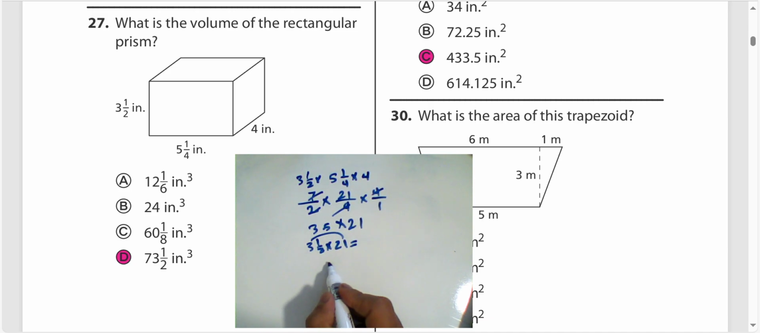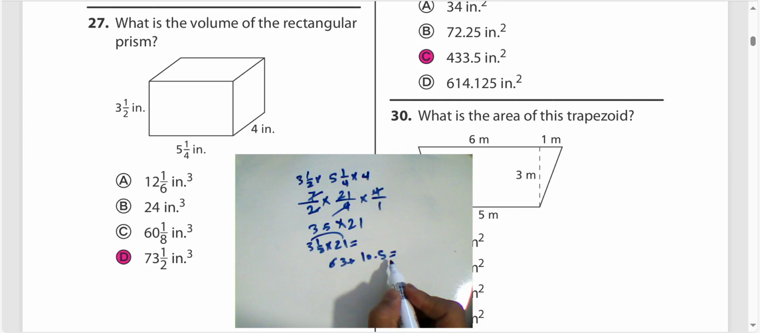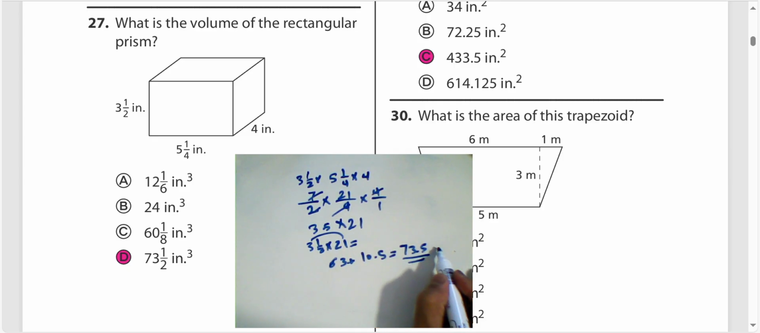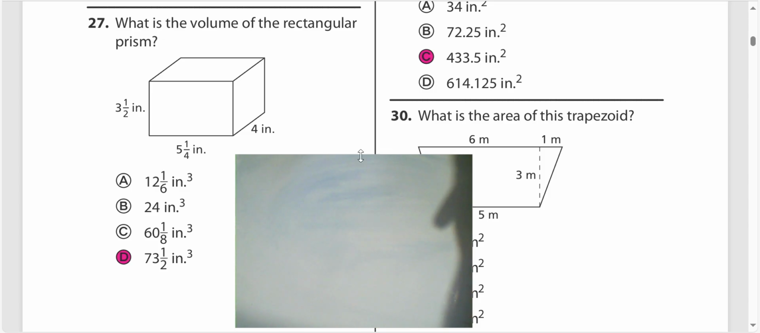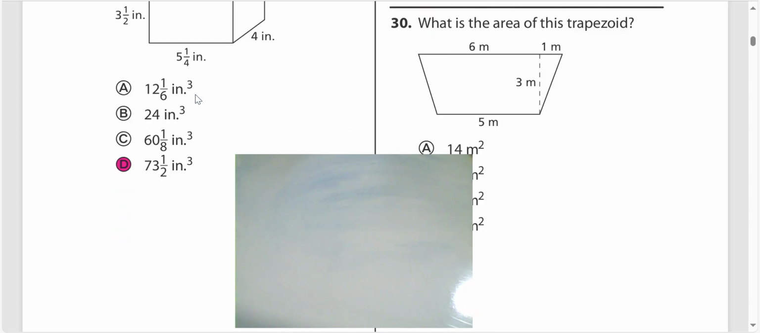3 times 21 equals 63. Half of 21 will be 10.5. We add the two numbers together and it will be 73 and a half cubic inches. Next question.